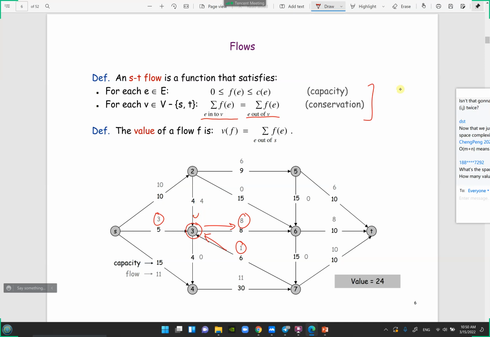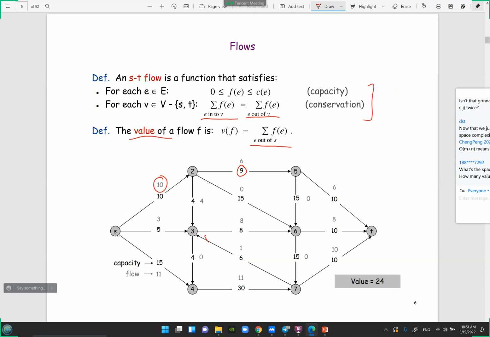Okay, now what is our objective for this problem? Our objective is to send the maximum amount of flow possible from S to T. So we're going to define the value of a flow as the amount of flow coming out of S. For example, if we set the flow values this way, all of these gray values are the actual flow values, and the black values are the capacities. You can see that the flow values are always no more than the capacities.